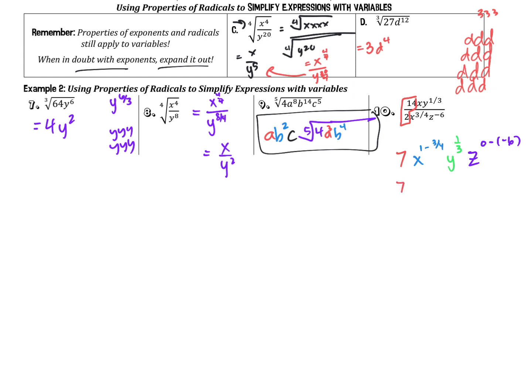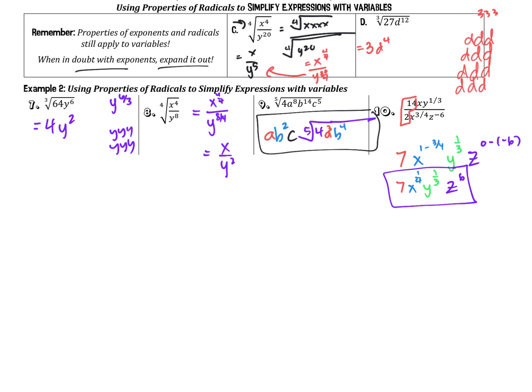This is going to give us 7x to the 1/4. 1 minus 3/4 is 1/4, times y to the 1/3. Z to the power of 0 minus -6 is going to become z to the power of 6. And this is my simplified expression.